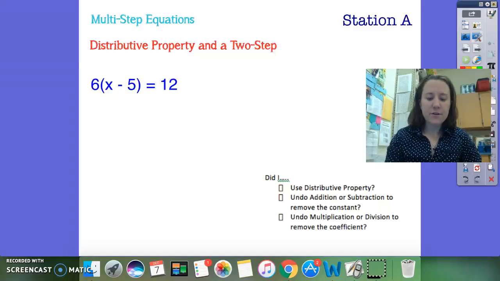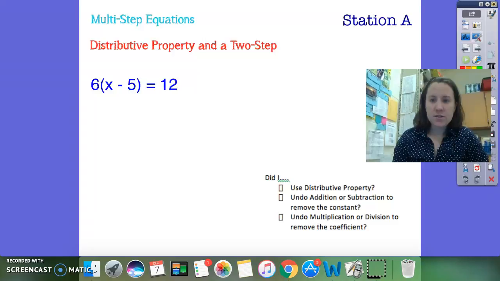Alright guys, this is your first station on multi-step equations today. So now we've covered 1 and 2 step equations, and multi-step just adds in a step before you're adding and subtracting and then multiplying or dividing. So you already have the pieces, it's just putting it together.